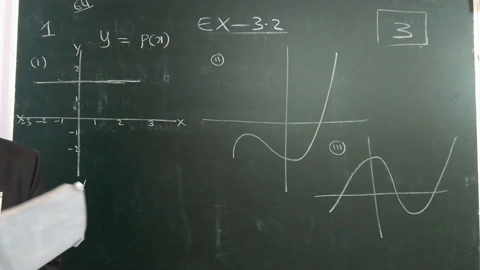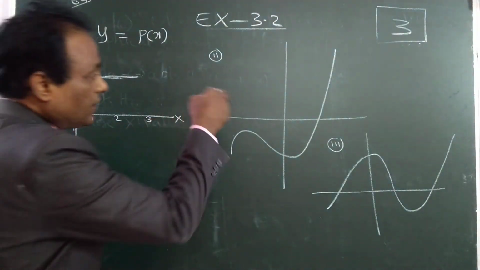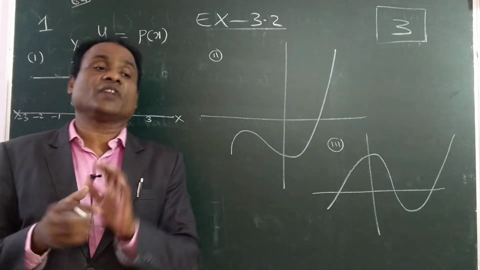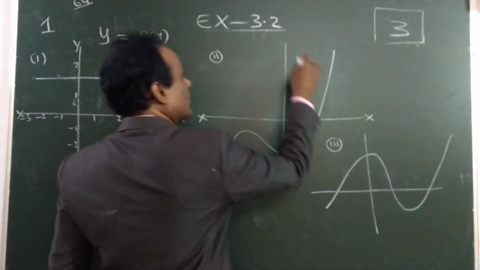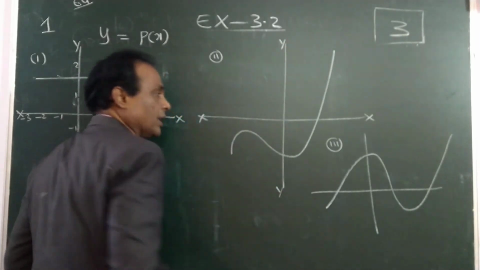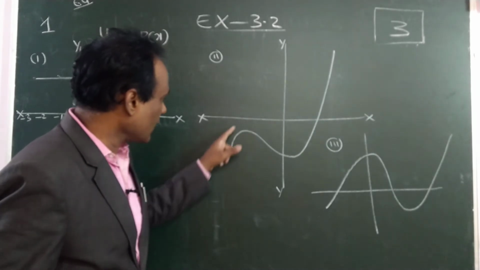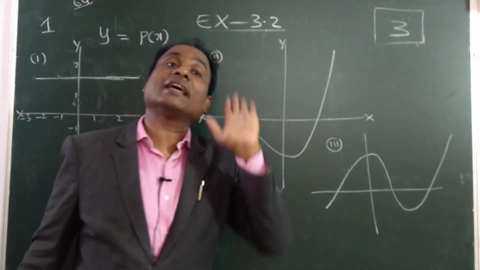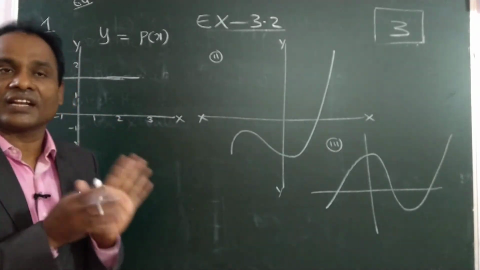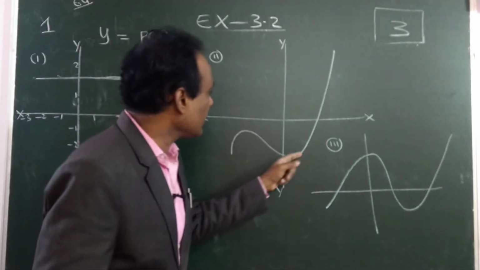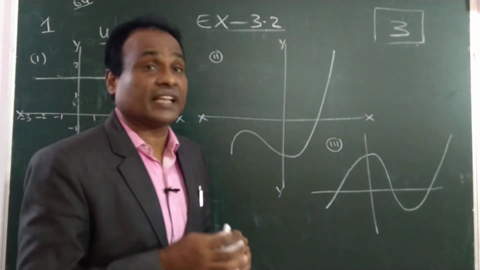See here, number of zeros. Number of zeros means, just as in the previous case I gave one definition: if the graph is cutting the x-axis at one particular point, that is called a zero of the polynomial. See here, this is the graph where it is cutting the x-axis, not the y-axis. Where it is cutting the x-axis, that is important. So where it is cutting the x-axis, at how many points?